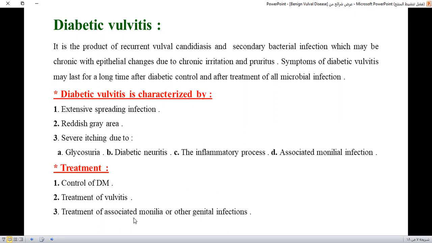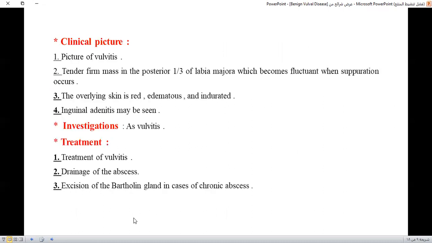Urine analysis for sugar and glucose tolerance test is an important investigation to diagnose vulval candidiasis. True, very good. Anti-pruritic local applications such as calamine lotion and hydrocortisone ointment are important for treatment of vulval candidiasis. True. Anti-pruritic, even in pruritus vulvae we can use calamine lotion and hydrocortisone ointment.